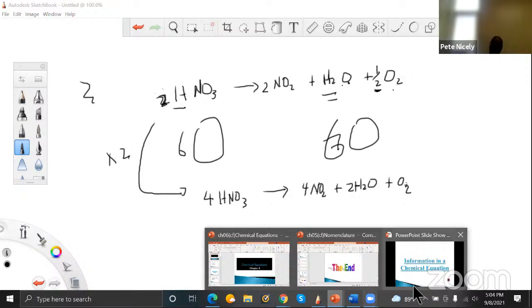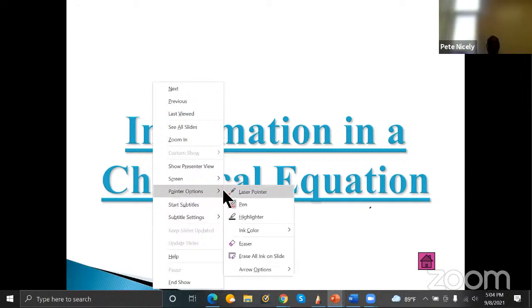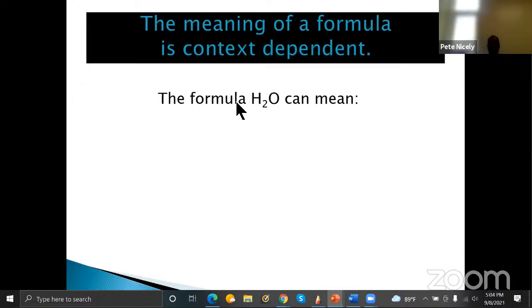Okay, so let me go back to the slides. Okay, we're almost through. So let's talk about the type of chemical information that you can get from a balanced equation. Now, this thing is not working. Let me go back to my pointer. Okay, so some information can be obtained from a chemical equation.